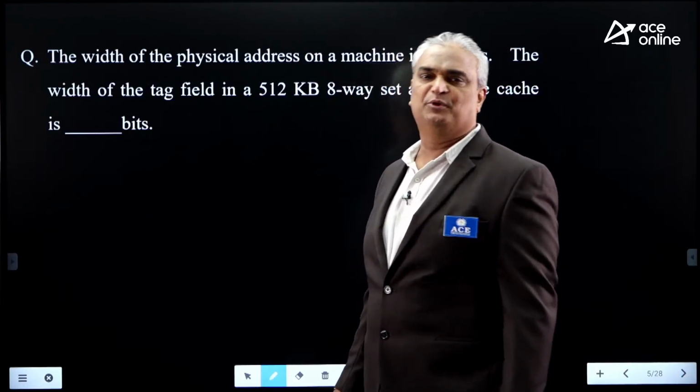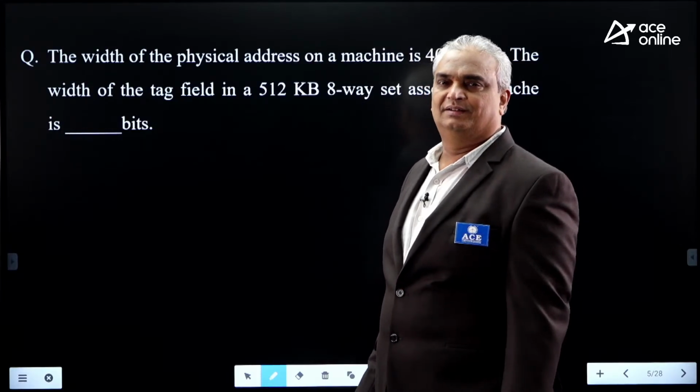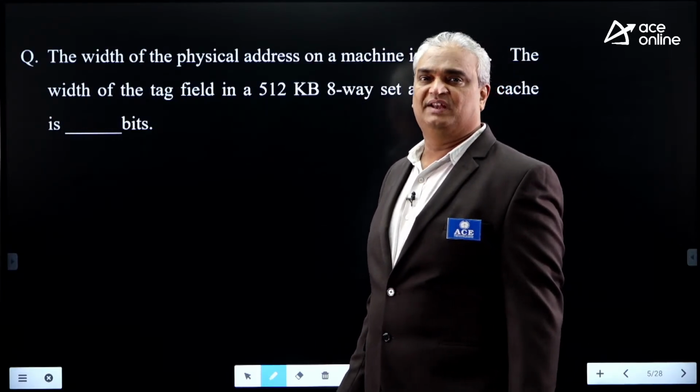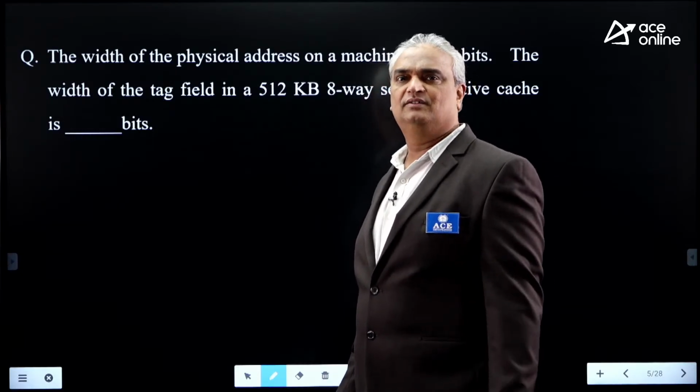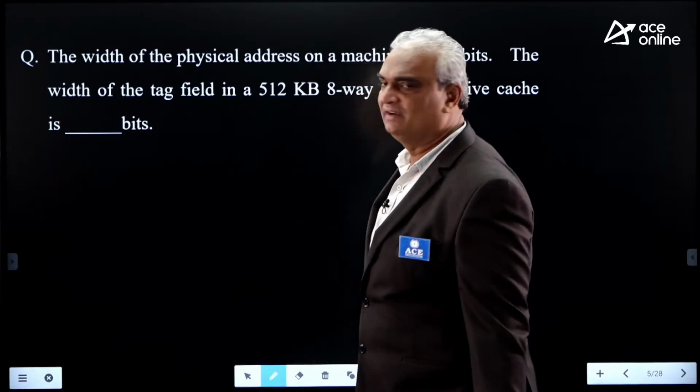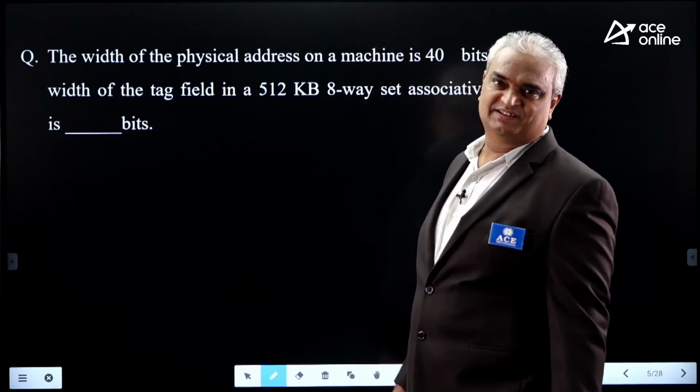In the first chapter, computer arithmetic, IEEE standards are very, very important. IEEE standards are used for representing floating point data. Now the next one. The second topic is memory organization.